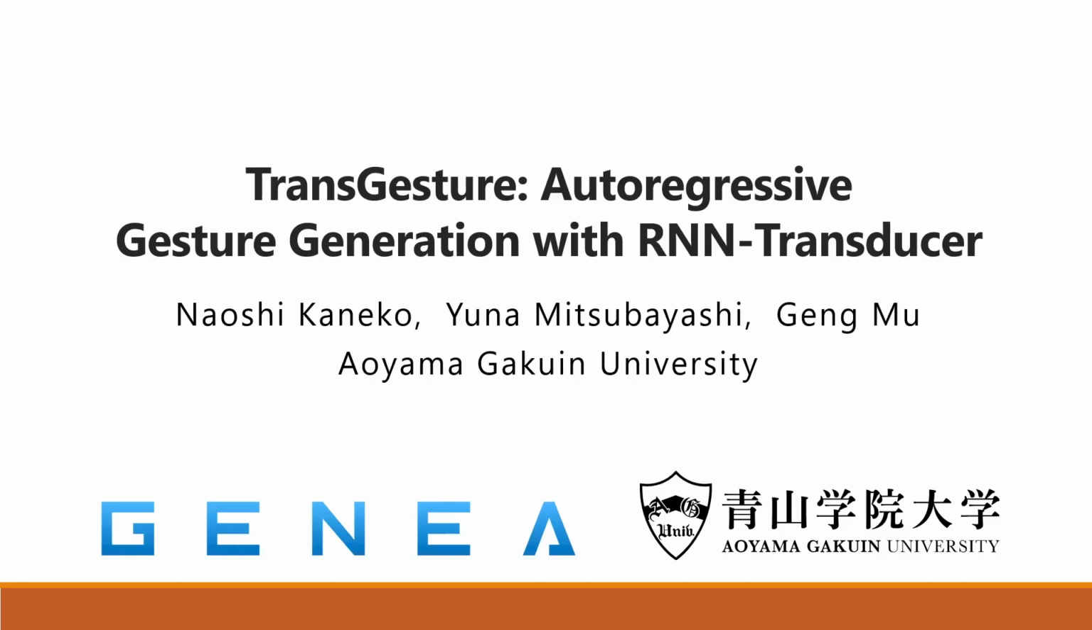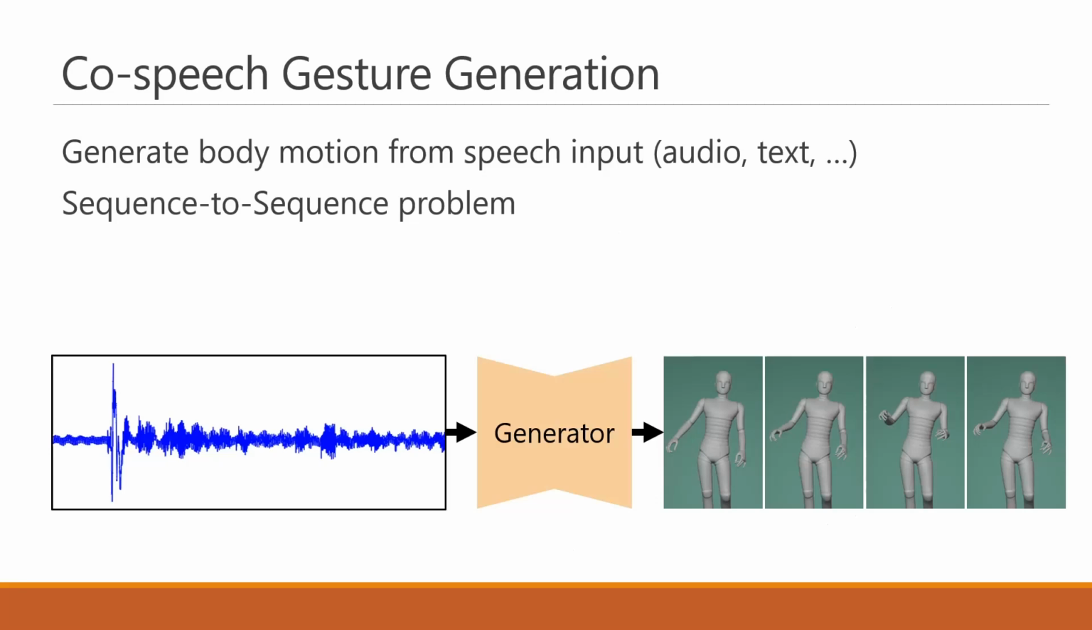This video explains our entry to the GENEA challenge entitled TransGesture: Autoregressive Gesture Generation with RNN-Transducer. Co-speech gesture generation is the task of generating gestures represented as body motion from the given speech input. The task is a sequence-to-sequence problem where the input speech is translated into aligned body motion. So far, researchers have explored several input modalities, including audio, text, or speaker identities, and their combinations to generate more convincing gestures.